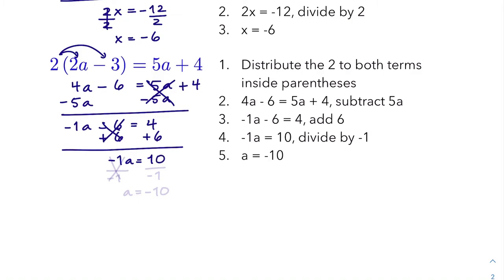And then in order to finish this, negative 1 is being multiplied by a, so we're going to do the opposite operation and divide in order to eliminate that negative sign, and we'll get a equals negative 10.